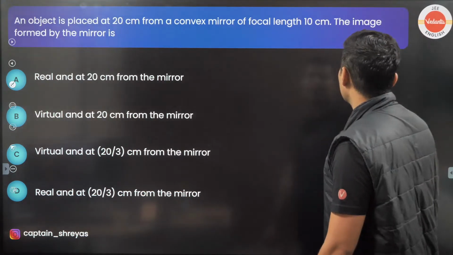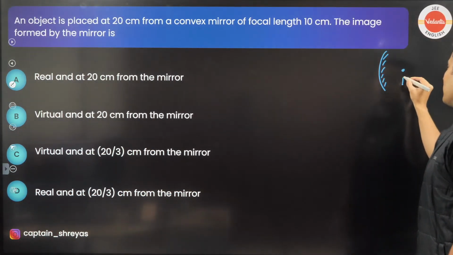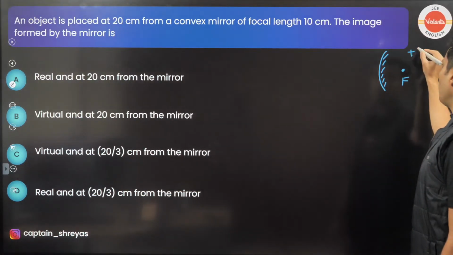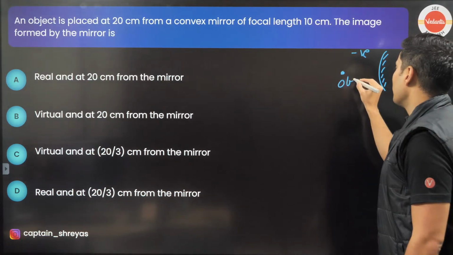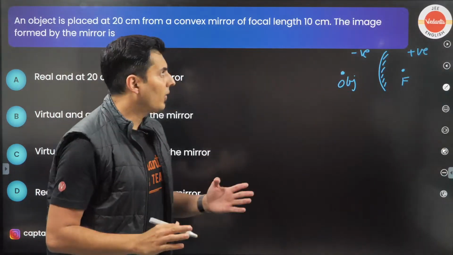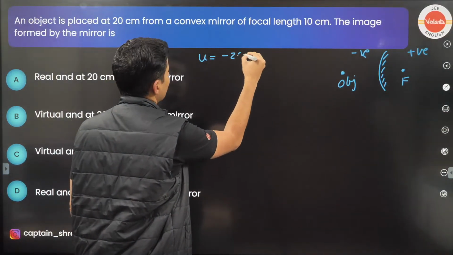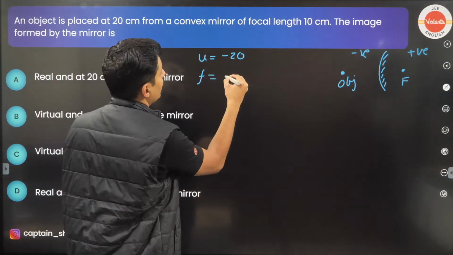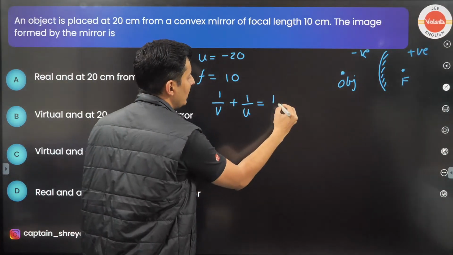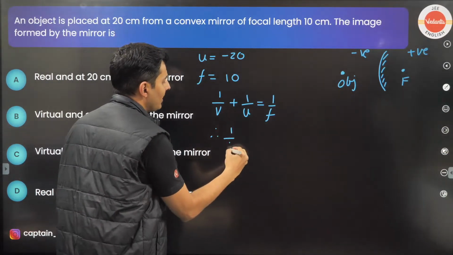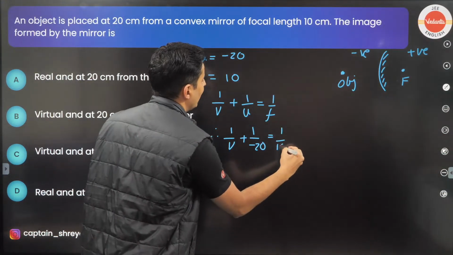It's a convex mirror. So I'm just going to show a convex mirror. Focal point is going to be here. Okay, this is the positive side, this is the negative side, this is where you're going to keep the object. So according to the question, the object is placed at a distance of -20, the focal length is going to be 10. So if I use 1 by v plus 1 by u is equal to 1 by f, 1 by v I don't know, u is nothing but -20, is equal to 1 by 10.